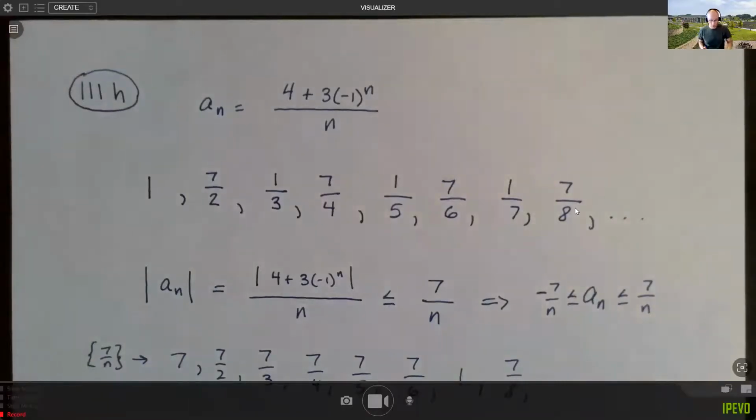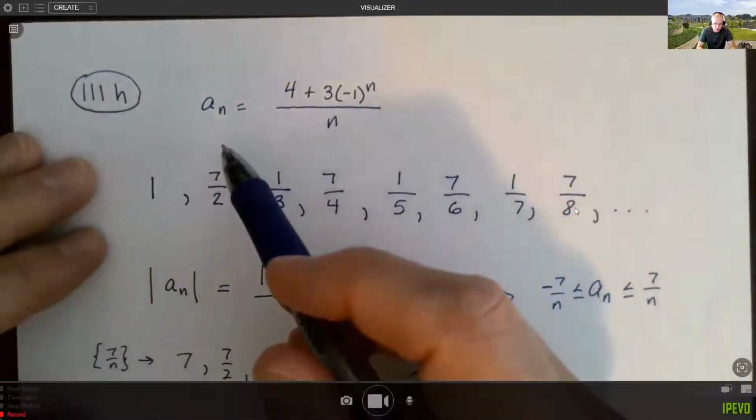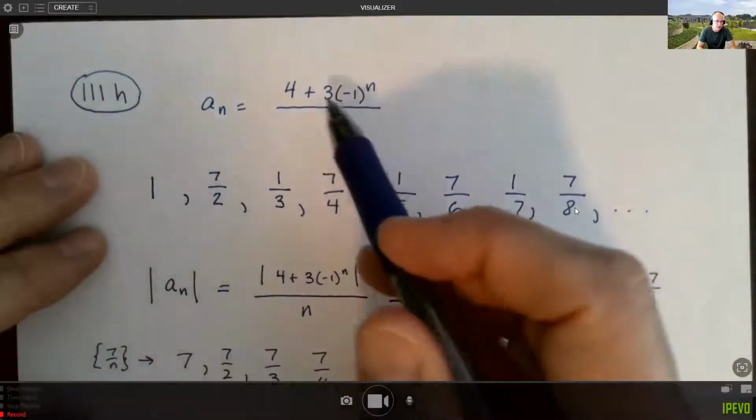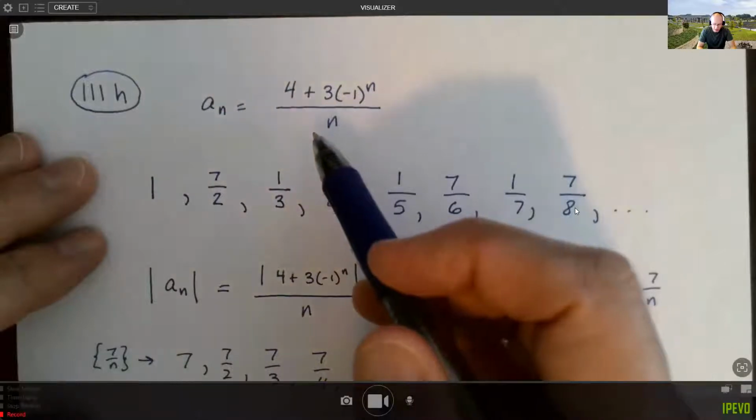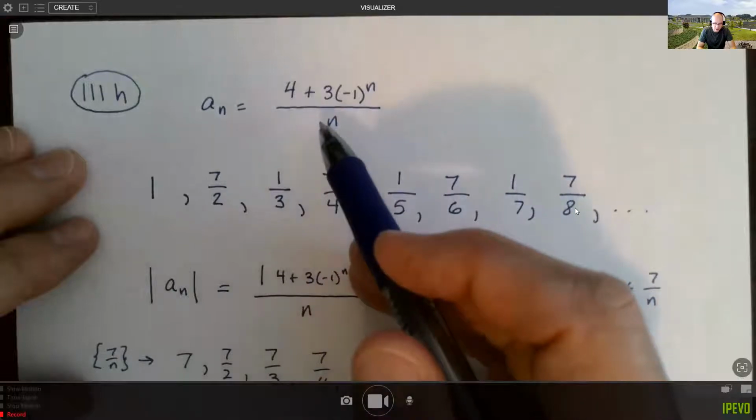So let's take a look at number 111H. This sequence, we're to determine whether the sequence converges or diverges. Of course, if it converges, finding the limit of the sequence. So here's the sequence.